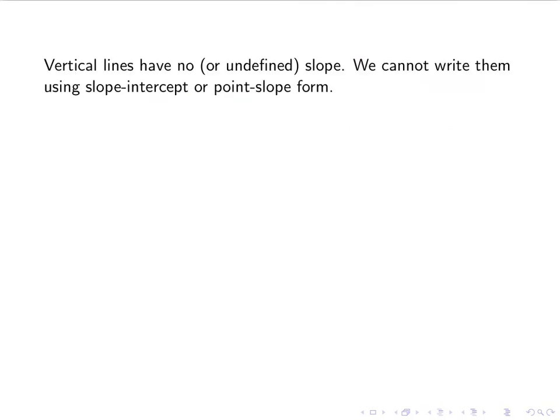Vertical lines have no or undefined slope. So we can't write them using slope-intercept or point-slope form because they don't have a slope. So the only way we can write it is in that general form. And remember, the general form looks like this. And we can simplify it a lot, though, if it's a vertical line. A vertical line looks like just x equals a.